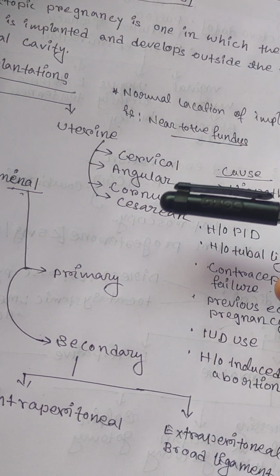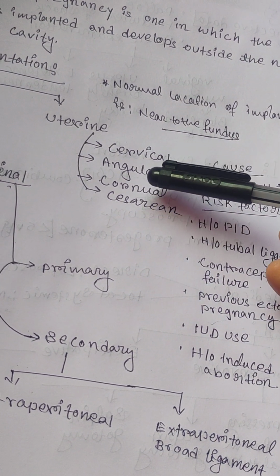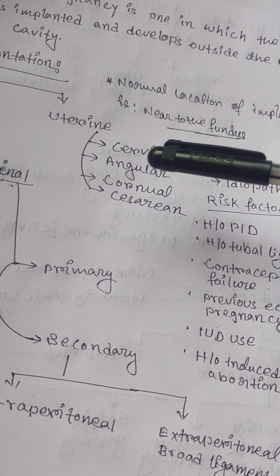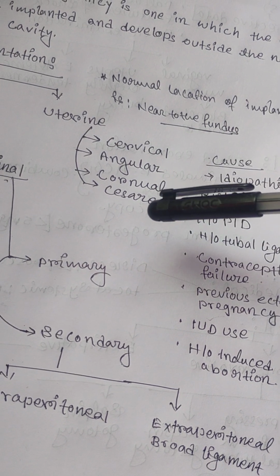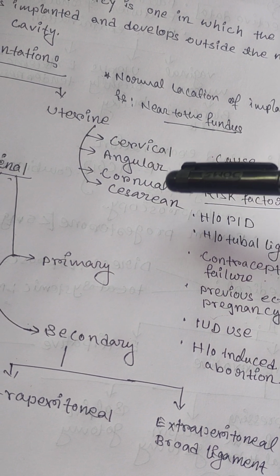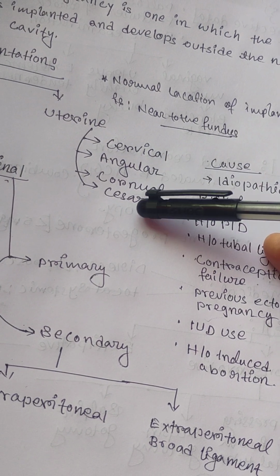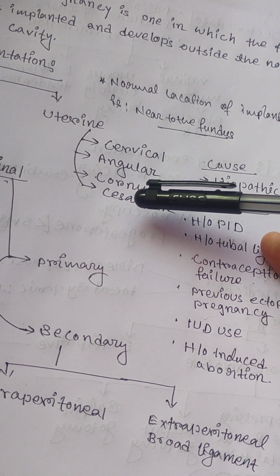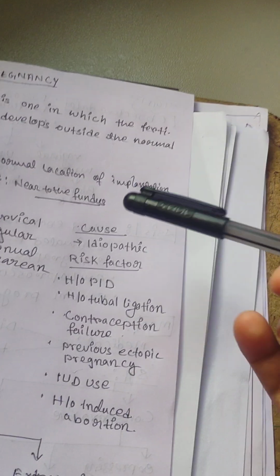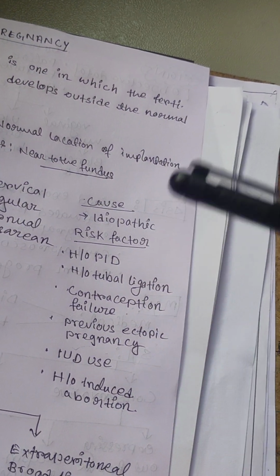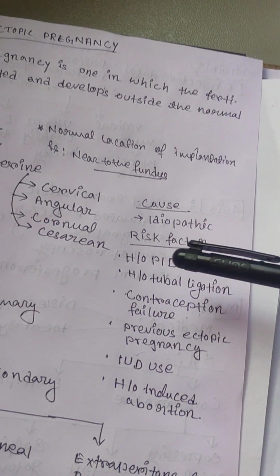Then the uterus. We all know that the fetus grows and develops in the uterus, but if it develops in a part other than the normal part, such as cervical, angular, cornual or caesarean, then it is called ectopic pregnancy. Then what is the cause? The exact cause is idiopathic.